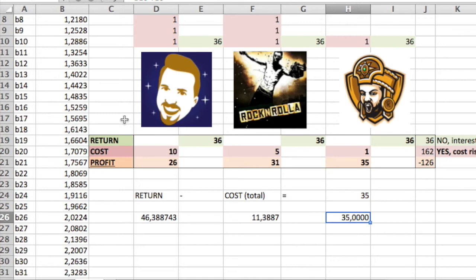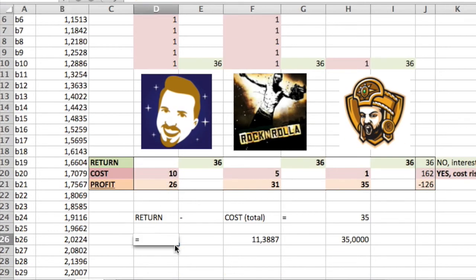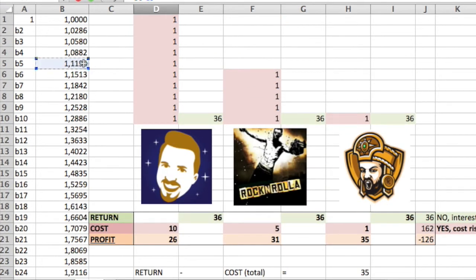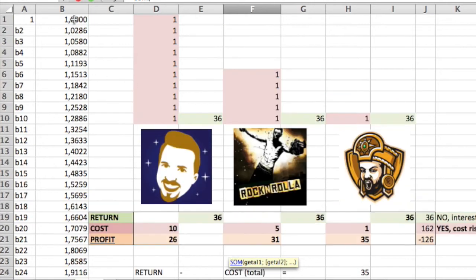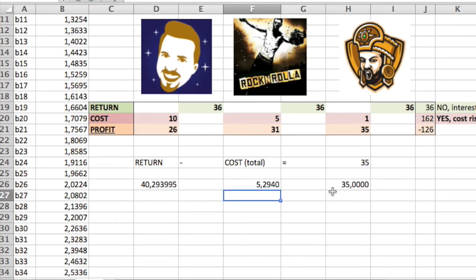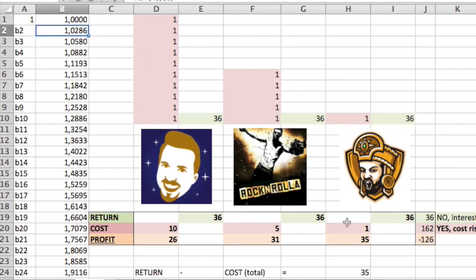Let's check for Rock'n'Rolle: 1, 2, 3, 4, bang, 5. So Rock'n'Rolle needs to bet 36 multiplied by his betting level for his fifth attempt. And what is his cost? The summation of this, this, this, this, and this. And bang, again, 35x. You always get 35x, with this mathematical formula I discovered.